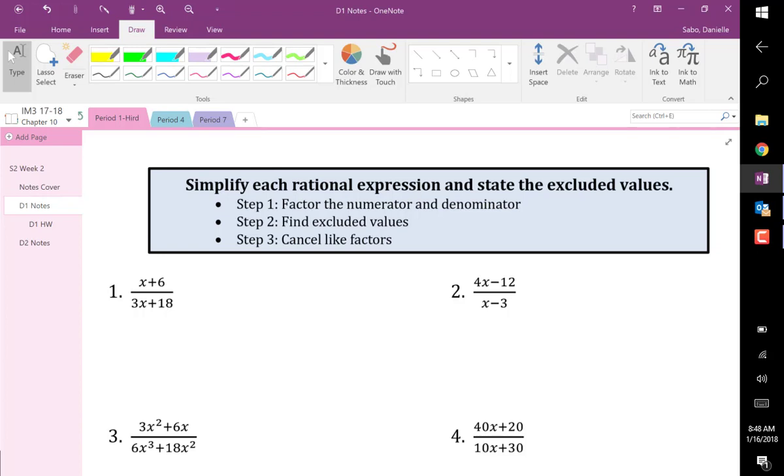We have math to do, people. I agree. Let's not get distracted because we want to make sure we have time for our homework. So now let's talk about this.